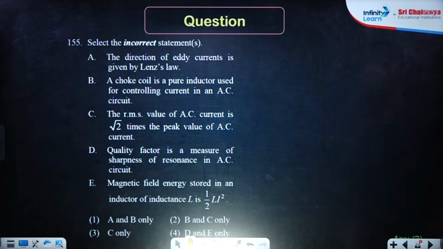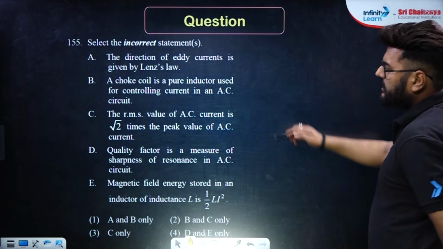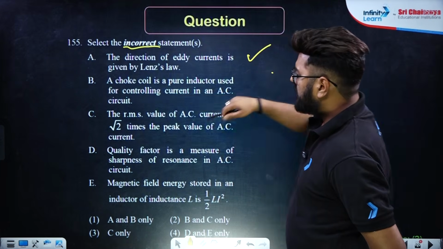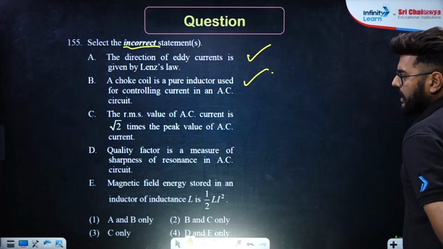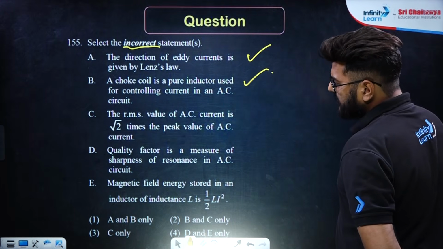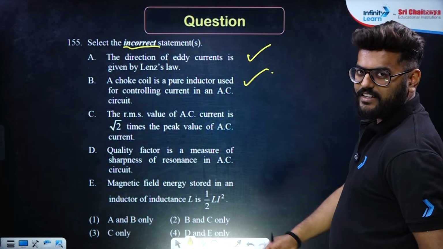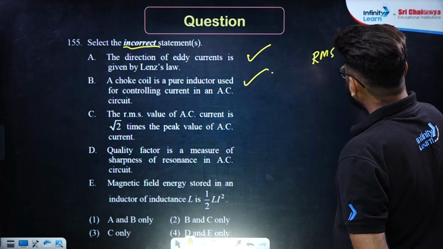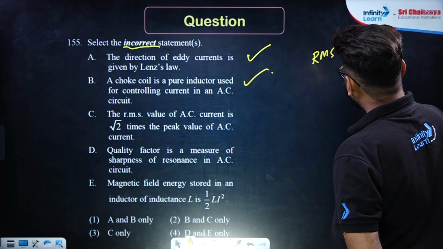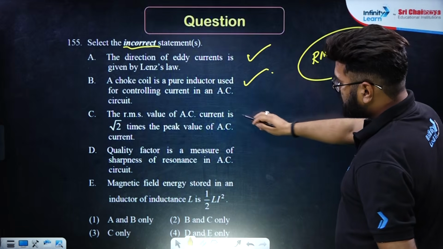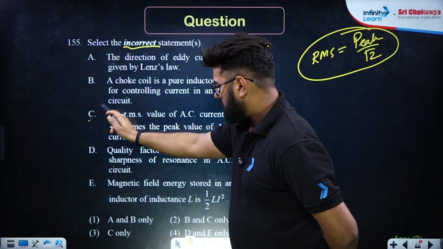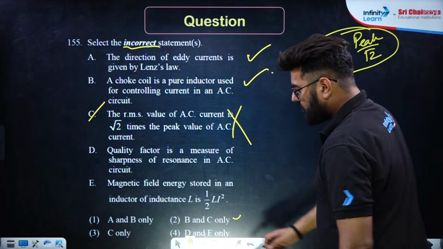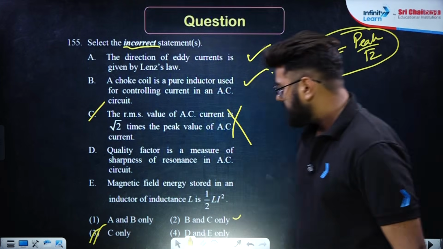Select the incorrect statement. The direction of eddy current is given by Lenz's law. Absolutely correct. A choke coil is a pure inductor controlling. We need to find out incorrect only, right? Absolutely correct. RMS value of AC current is √2 times the peak value. This looks written in hurry, but actually RMS value is peak by root 2, not peak times root 2. So this is wrong. C is wrong, but D is not wrong. Okay, so option number 3 is the correct answer.